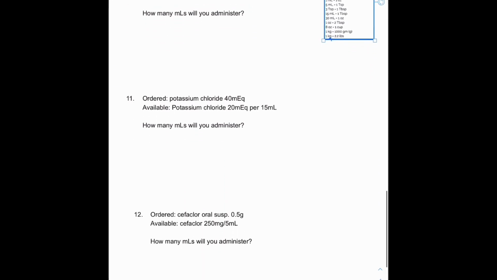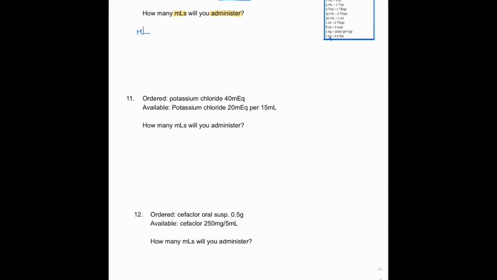Number 10. Ordered is amoxicillin suspension, 0.25 grams. What's available is amoxicillin suspension, 125 milligrams per 5 mils. How many mils will you administer? Okay, so this one looks a little bit different, but it's really just the same. So what's the question asking? Mils. How many mils will we administer? So we're going to start with mils on top.